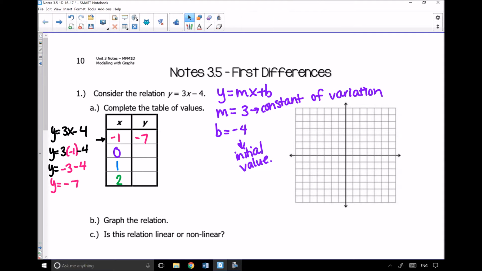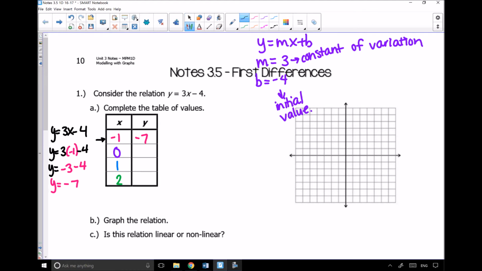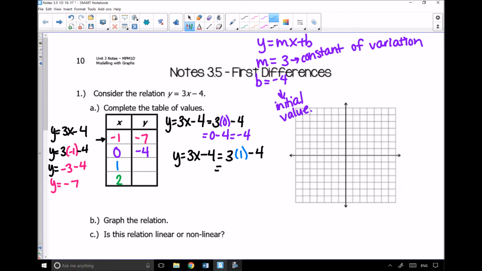Then I'm going to do this again. The next one I'm going to do is y equals 3x minus 4 still, but instead of x, I'm going to replace it with 0. So it's 3 times 0 minus 4. Well, this ends up giving me 0 minus 4, so my y value is -4. We're going to do it again, but this time with 1. Every time I see an x, I'm going to replace it with 1. So I end up getting 3 minus 4, which is -1.